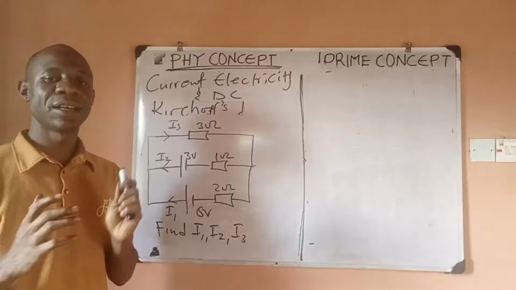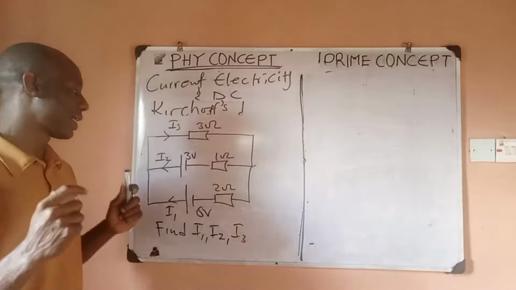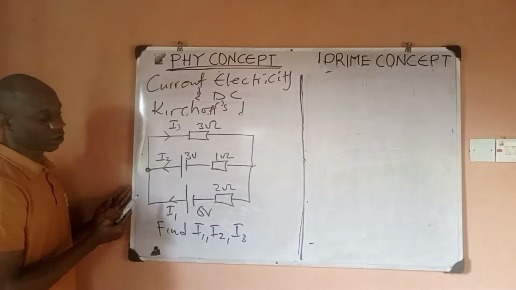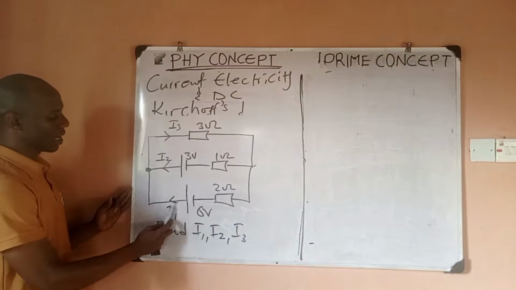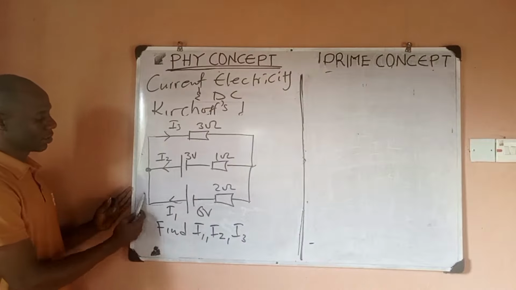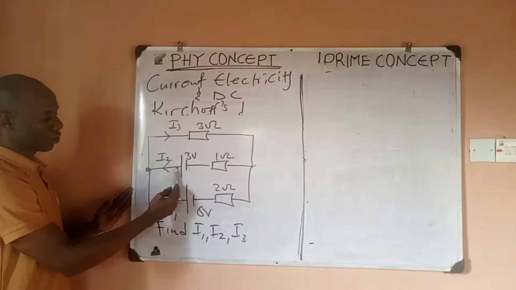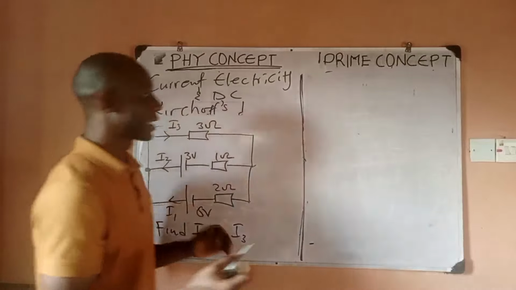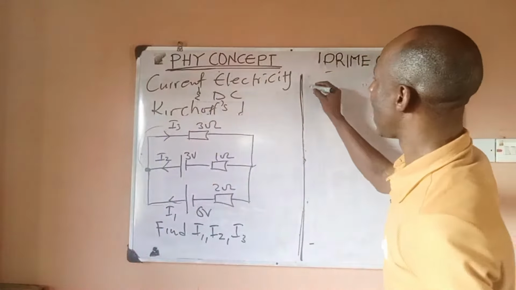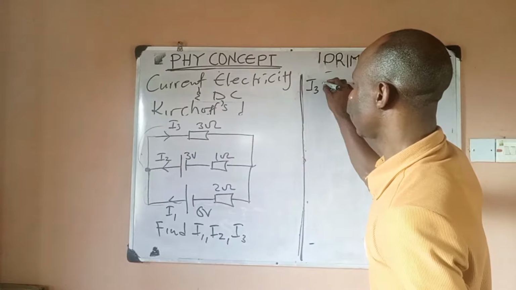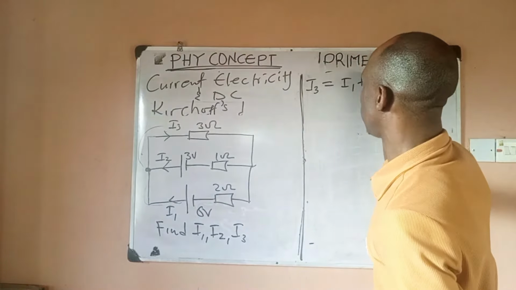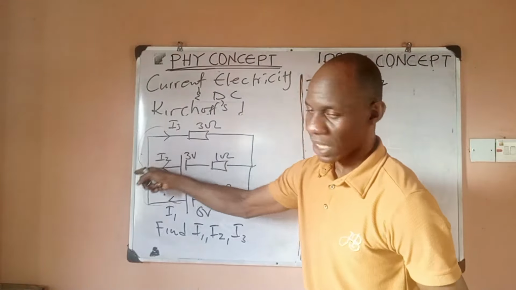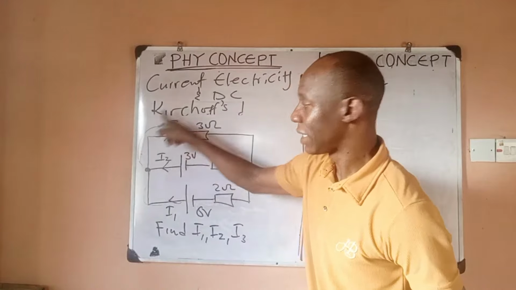So we're going to apply KCL and KVL. Let's start. First, you notice that this point is a junction. Current I1 is going into this junction, I2 is also going into it, but I3 is leaving the junction. So applying KCL, I3, which is leaving, is equal to I1 plus I2, which are both entering.